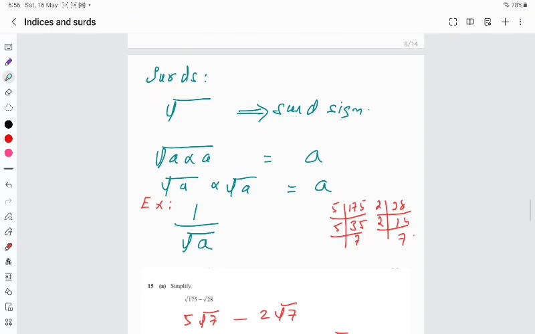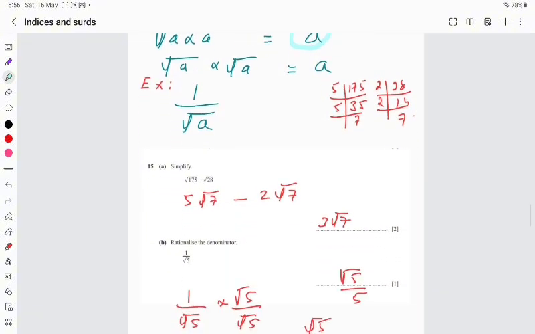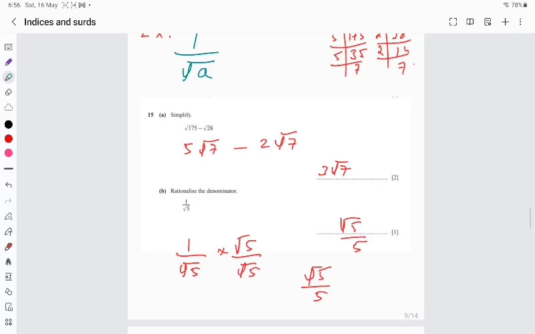Now we have surds. This square root sign is a surd sign, and there are certain rules. If something is appearing two times under this square root sign, it will come out of the surd sign. Square root of a multiplied by square root of a is a.